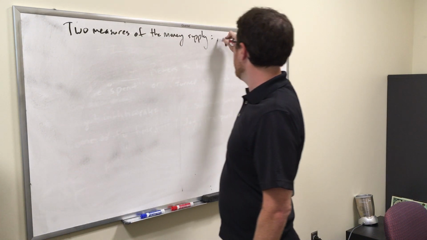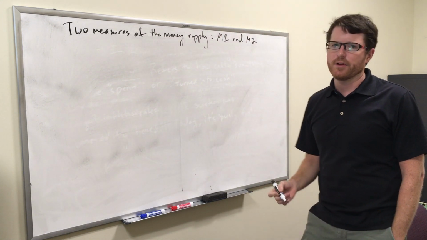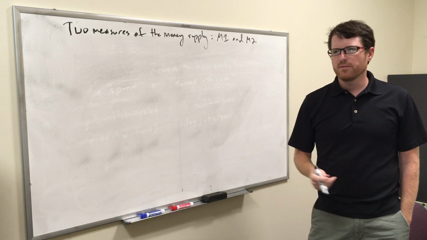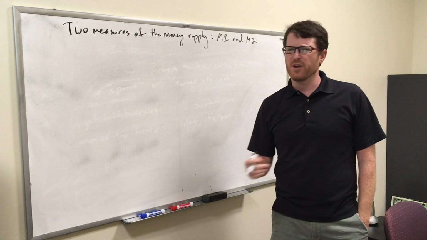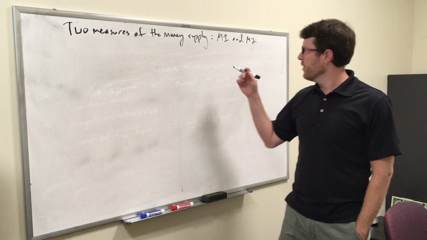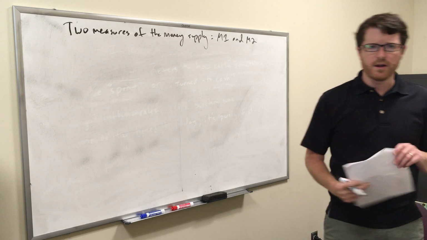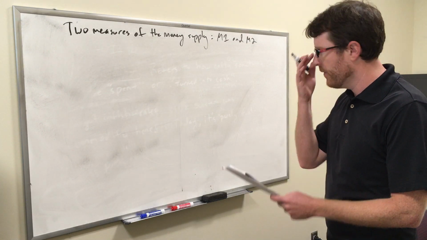Those two measures are M1 and M2. That's just what we've decided to call them. There's also an M3, but it used to be something we paid attention to. It's kind of lost attention from economists. So M1 and M2 is the only thing in the book, and that's the only thing I'm going to talk about in regards to calculating the money supply.